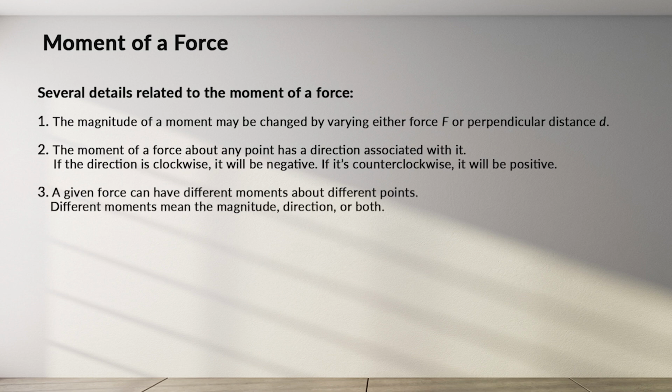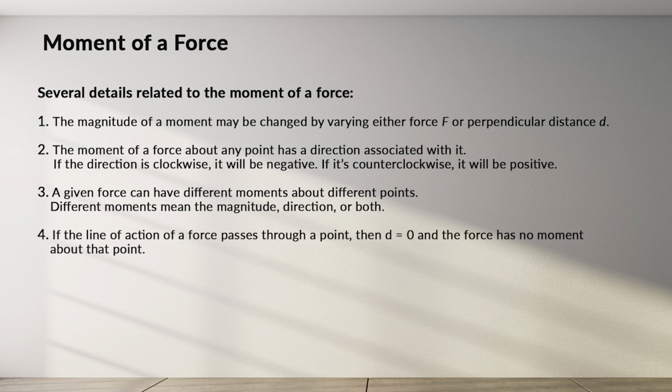Third, a given force can have different moments about different points. Different moments mean the magnitude, direction, or both. Last, if the line of action of a force passes through a point, then D equals 0, and the force has no moment about that point.